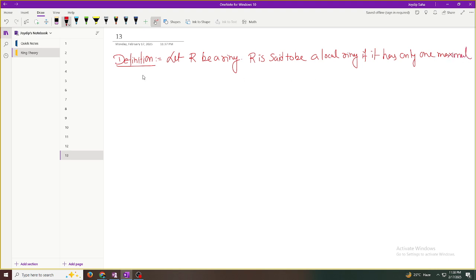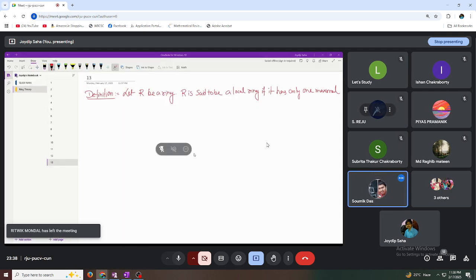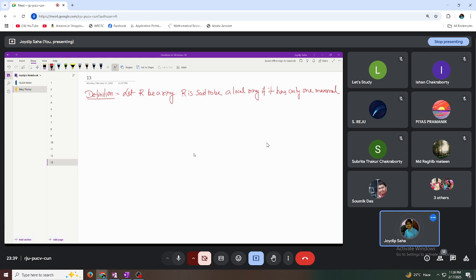Sir, why do you assume R is commutative? The matrix ring is not commutative. We assume unital ring, I can understand, but why commutative? Now my session is only for commutative rings. After that we can extend this. At first learn commutative rings, then we will go to non-commutative rings, etc.